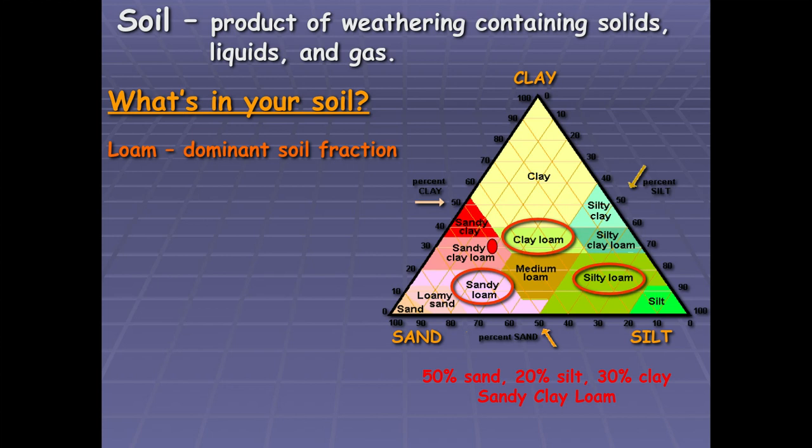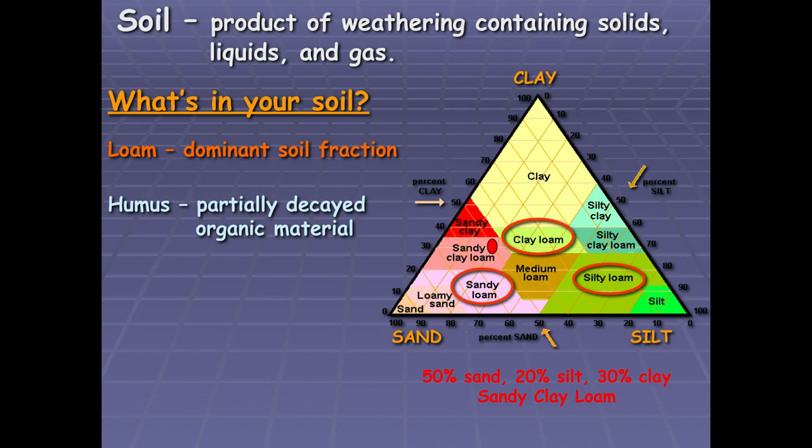So you can't decompose, or you can't break clay down into any smaller fraction. So in this case, because of that, clay dominates the ternary diagram. So have fun with that, but you want to be able, again, to calculate percentages between sand, clay, and silt using this diagram. So what's in your soil?